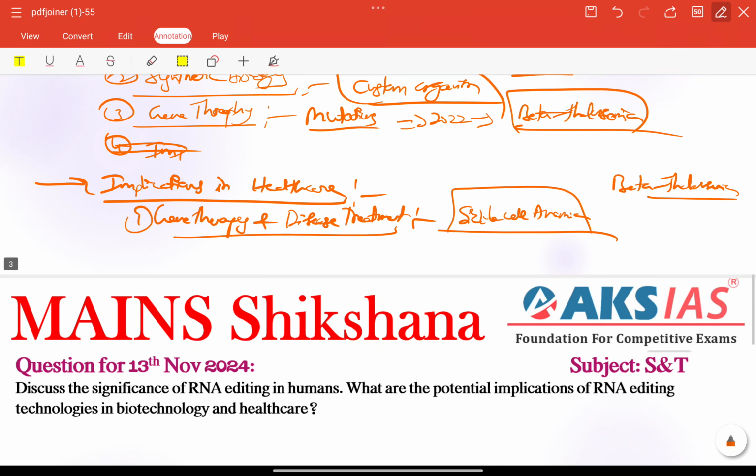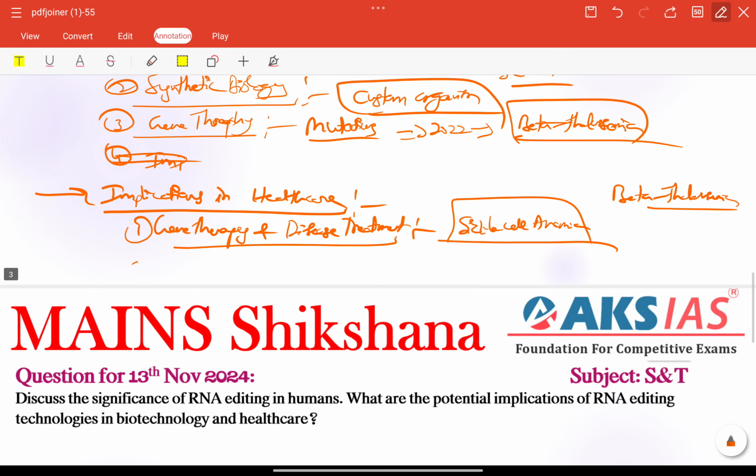Next important thing we can refer to in the implications in healthcare is personalized medicine, especially, right? With RNA editing, healthcare can become more personalized, allowing treatments tailored to individual genetic profiles. Individual genetic profiles is a very important keyword here, right?